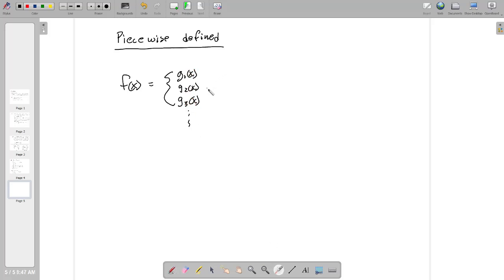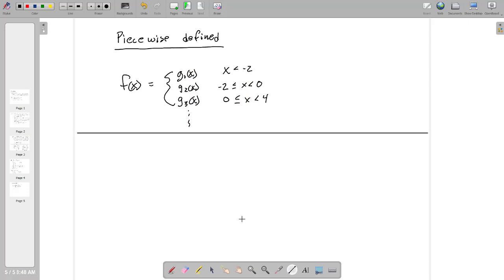Now with each of these g functions, there will be conditions that x needs to meet in order to use that function. Maybe x needs to be less than -2 for the first one. And then x needs to be between -2 and 0 for the second one. And then x needs to be between 0 and 4, or something like this. These types of conditions on x for these functions. Let me give you an example of what I mean here, because this is a bit of a challenging topic for a lot of students. But I think it's best shown in examples.